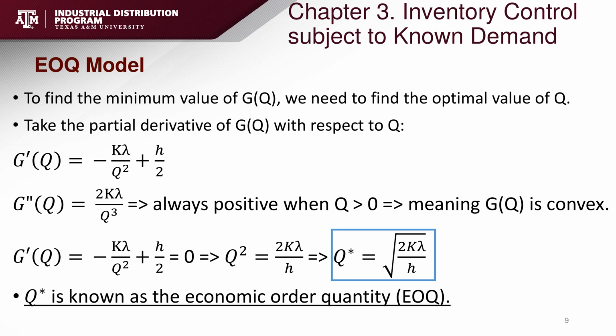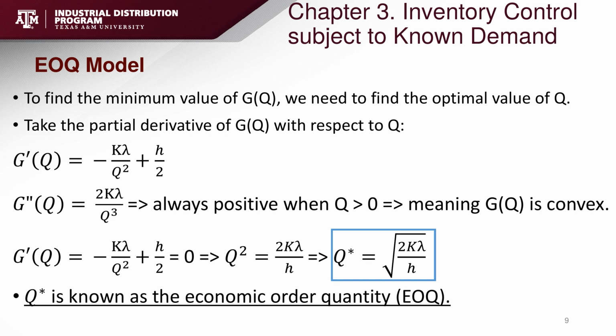Now, how do we find that bottom? Calculus. We take the derivative of G of Q with respect to Q, and that gives G prime of Q equals minus K lambda over Q squared plus H over 2. Quick sanity check. The second derivative is 2K lambda over Q cubed, always positive for a positive Q, which means the curve really is convex, a genuine minimum.